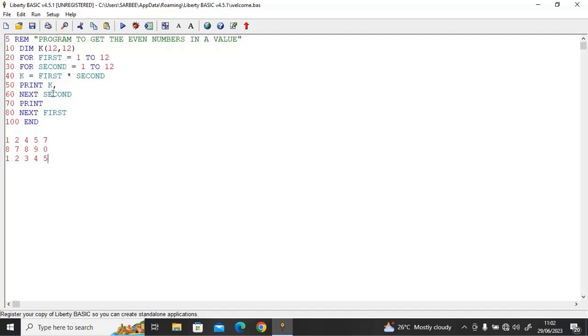Then you have to nest. I told you how to nest the second. Print a line between them also, for the gap, for the column. Then you nest first. So this is how this works. So that is that under this one.